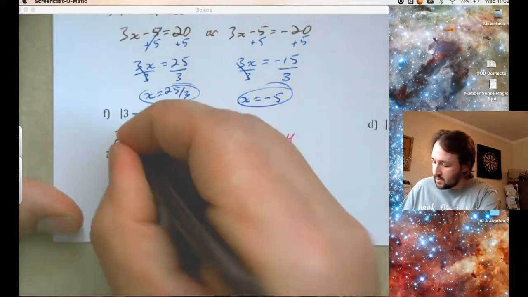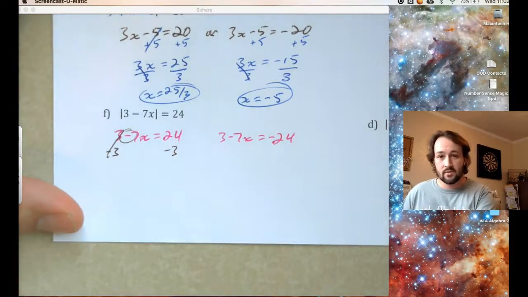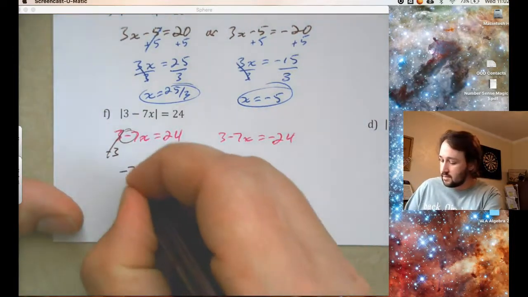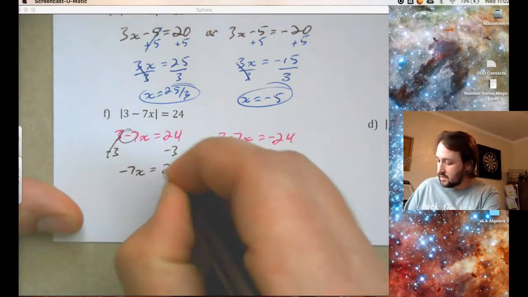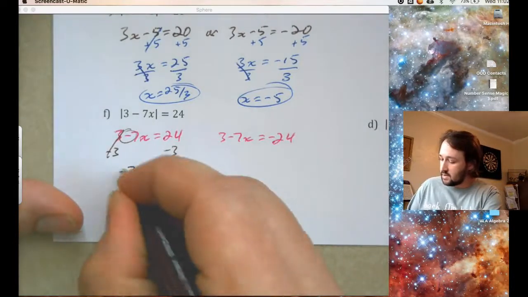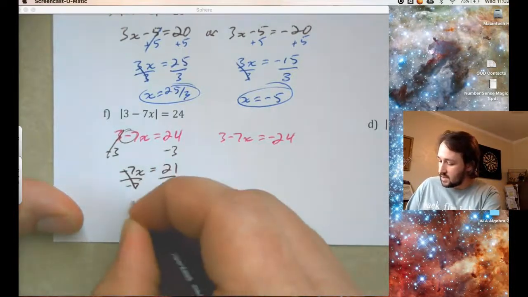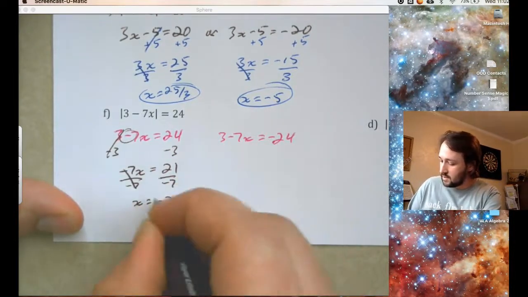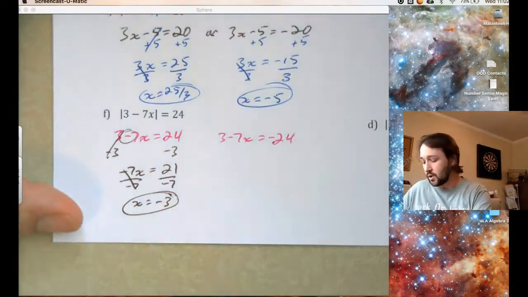So if I subtract 3, now pay attention. Don't forget about that negative sign in front of that 7x. It's still there. So I have negative 7x equals 21. And then I can divide by that negative 7. Divide by negative 7. X equals negative 3. There's one solution. Work out the other side.